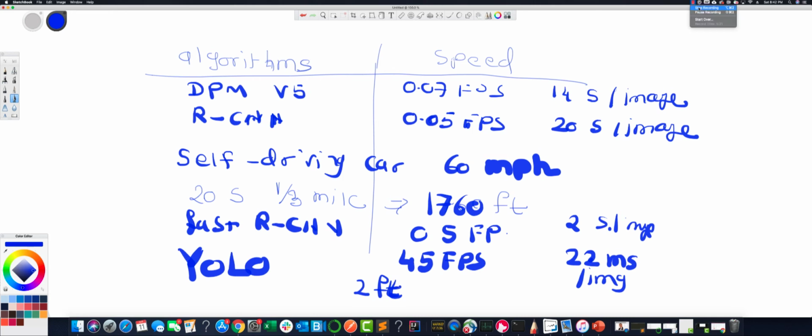Another advantage of YOLO is that it looks at the whole image, whereas RCNN looks at only parts of the image. So YOLO can understand the whole global context of the image, and it can also understand how the objects in the image are correlated to each other.